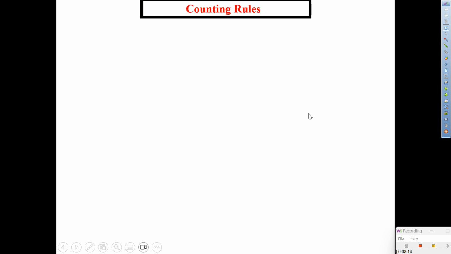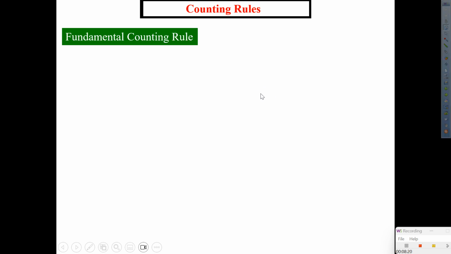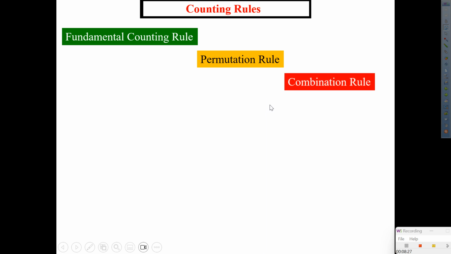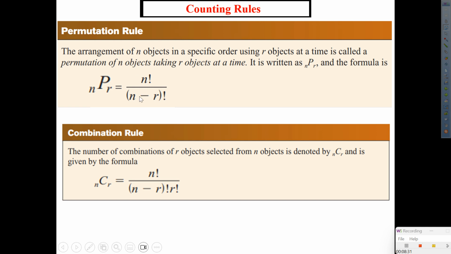Okay. And then from there we went into fundamental counting rules. We had the fundamental and the factorial. From there we went to permutation, which meant that the order mattered. It was a specific order. And from there we went to combination where order did not matter. Okay? So here they are.